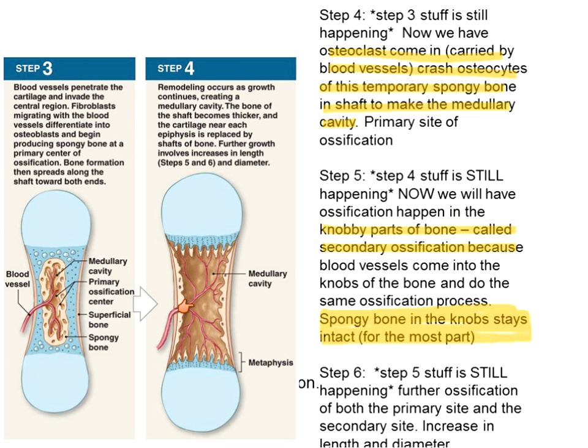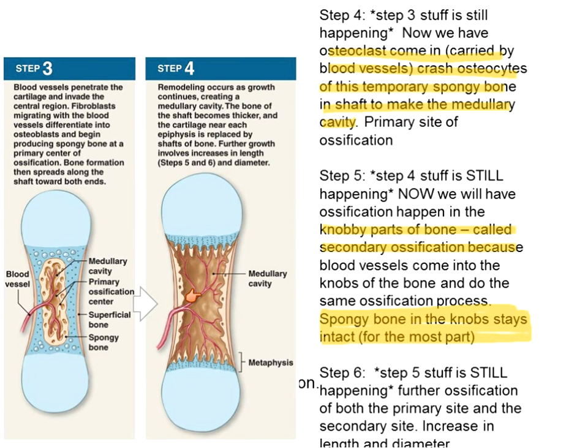For step 5, remember step 4 stuff is still happening. We're still carving out that medullary cavity there. We're having blood vessels go towards the epiphysis. So the primary ossification site happens in the diaphysis or the shaft, and then the secondary ossification site is going to take place in the epiphyseal ends. So now that we've had ossification take place in the shaft, in step 5 we're going to have it soon take place in the knobby parts of it, or in the epiphyseal ends there. So the blood vessels come to those parts of the bone. The ossification process takes place here.